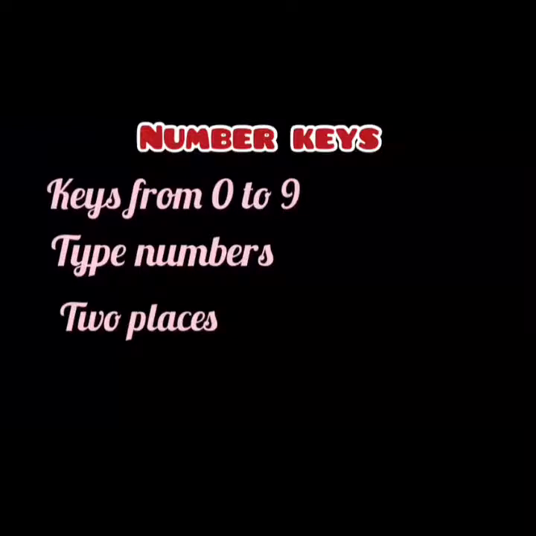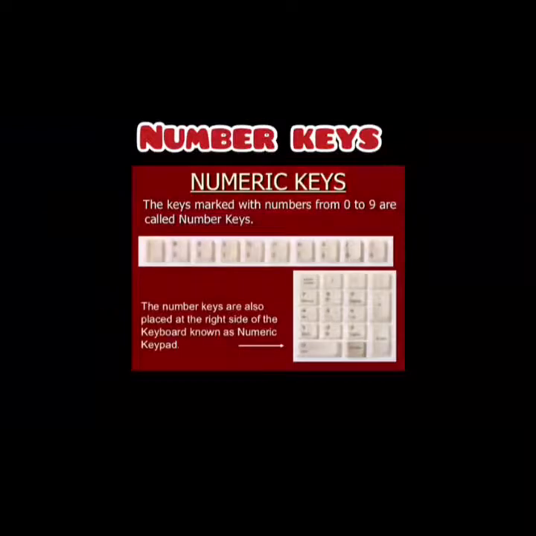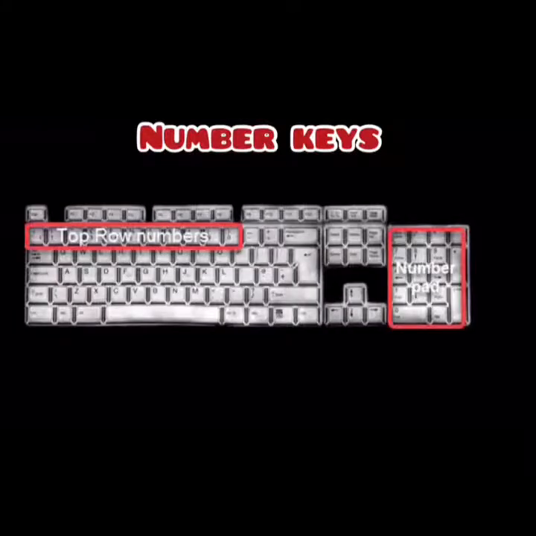So what are number keys? The keys that show the numbers from 0 to 9 on them are called number keys. What are they used for? They are used to type numbers. We find them at two places: one on the top of the alphabet keys, as you can see in this picture, and one on the right side of the keyboard.